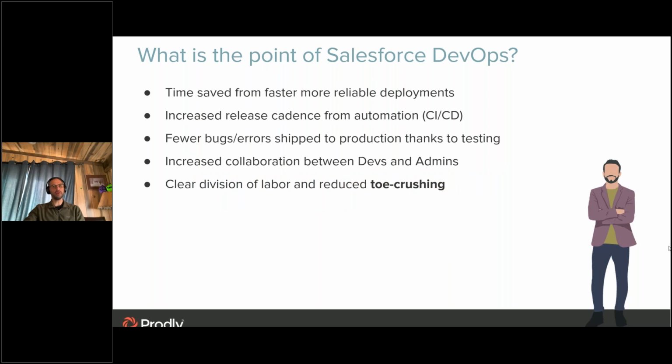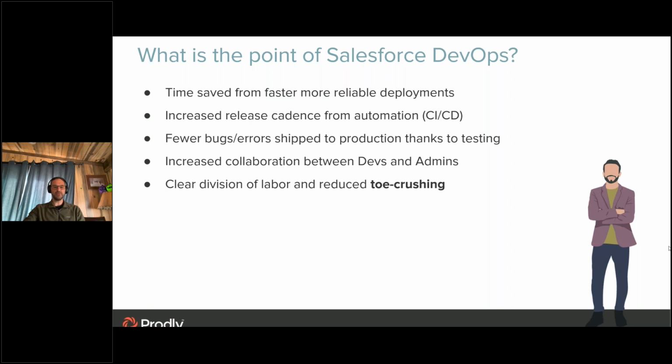So what is the point of Salesforce DevOps here? Same idea. We're looking at time saved from faster, more reliable deployments, increased release cadence from automation. So talk about continuous improvement, continuous development situations, fewer bugs, fewer errors shipped. That's always a good thing. Better testing, increased collaboration. Again, here's that collaboration piece between your developers and your admins.